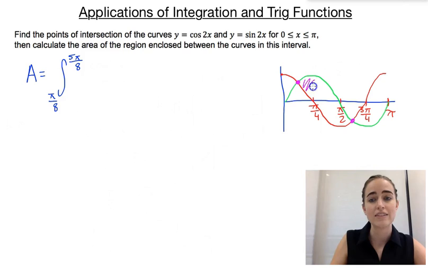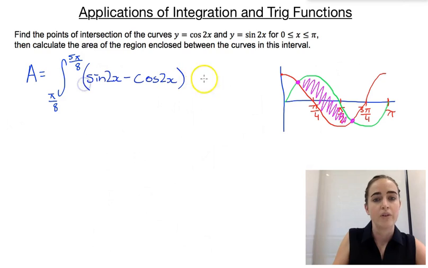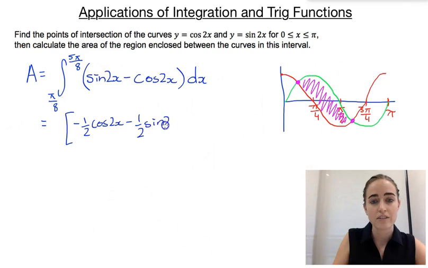So what we're finding is this area in here. So that means that our sine function is on top. So we're going to have sine 2x minus the function underneath, which is our cos 2x. And we're integrating all of that with respect to x. All right, so if we go through and do that, sine 2x is going to integrate to minus half cos 2x. And this is going to integrate to half sine 2x. And that's between 5 pi on 8 and pi on 8.